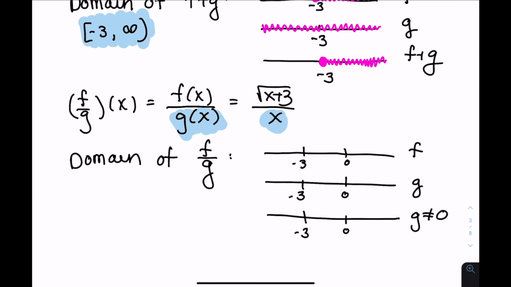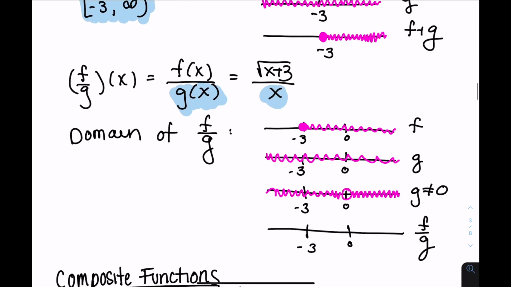So for f, again, I could equal -3 and anything bigger than it. G really doesn't give us any problems itself. It's just x, so you can plug anything you want. But then we have this issue at 0. That causes g of x to actually equal 0. So I need to exclude that from our domain.